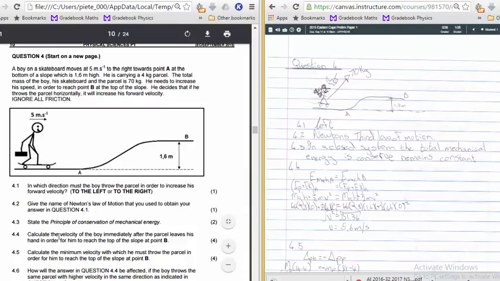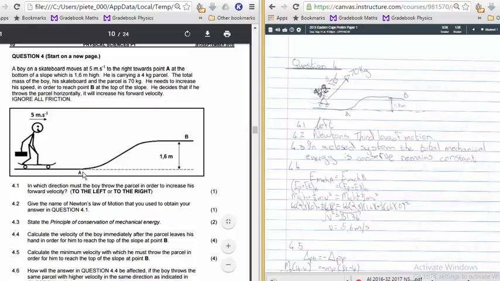Then calculate the velocity of the boy immediately after the parcel leaves his hand in order for him to reach the top of the slope at point B. So at point A, he throws away the parcel. So at point A, him and the parcel as a unit are traveling. Okay, calculate the velocity of the boy immediately after the parcel leaves his hand in order for him to reach the top of the slope at point B.